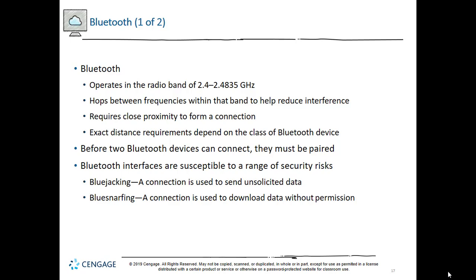It operates in the radio band of 2.4 all the way to 2.4835 gigahertz, and as we talked about earlier, hops between frequencies within the band, up to 1,600 hops a second, to help reduce interference. Most Bluetooth devices require close proximity to form a connection, with the exact distance requirements depending on the class of Bluetooth that you've got. Class 1 devices provide the greatest flexibility with their ability to maintain a reliable connection all the way up to 100 meters apart.